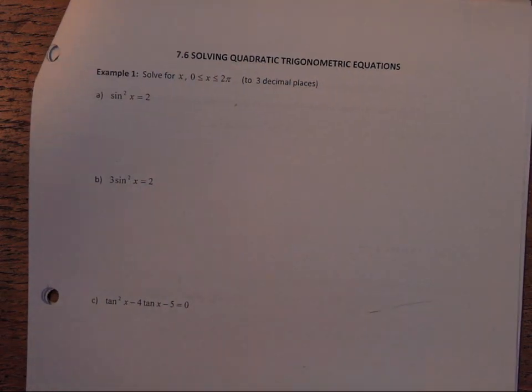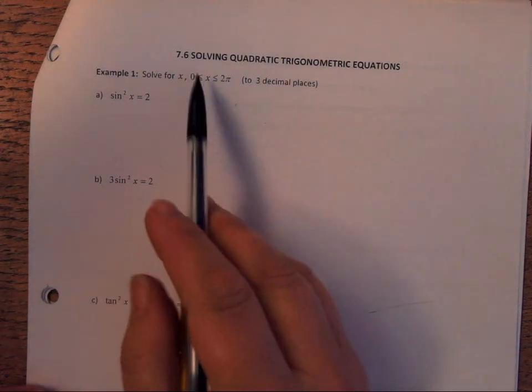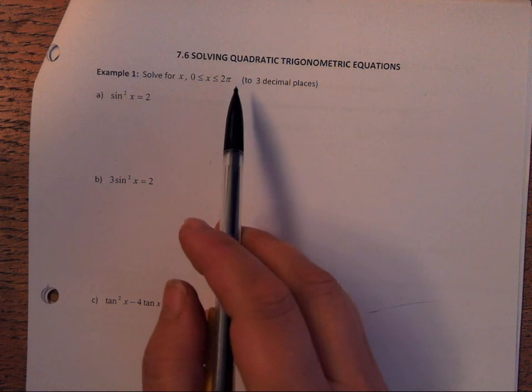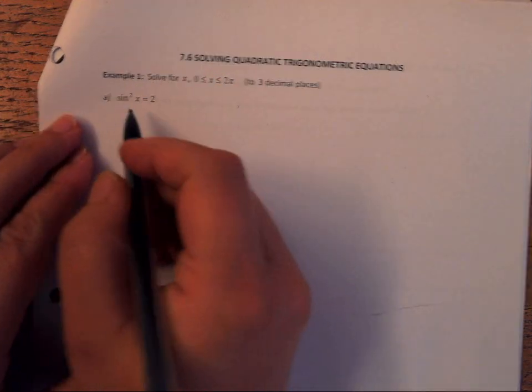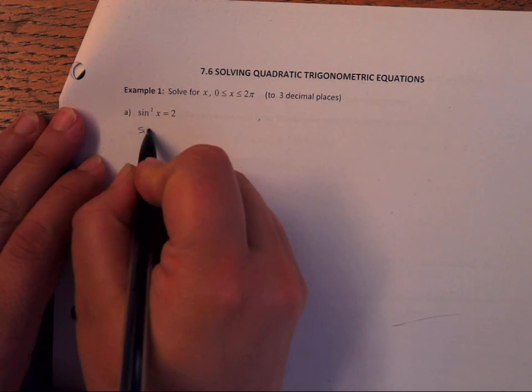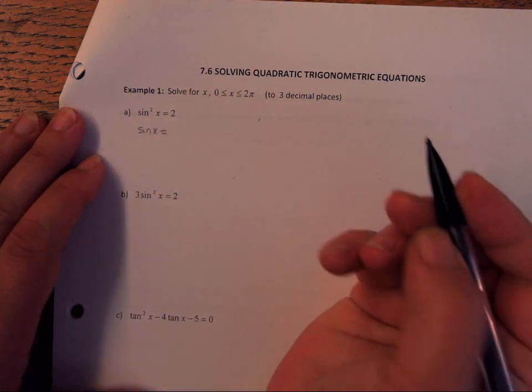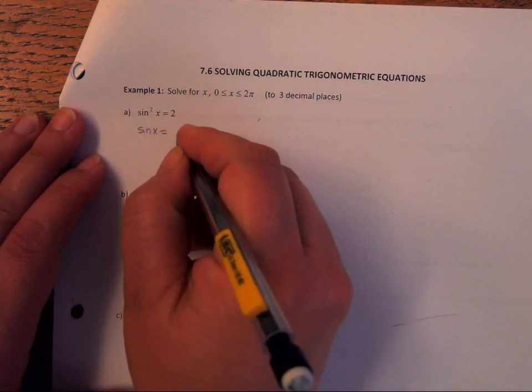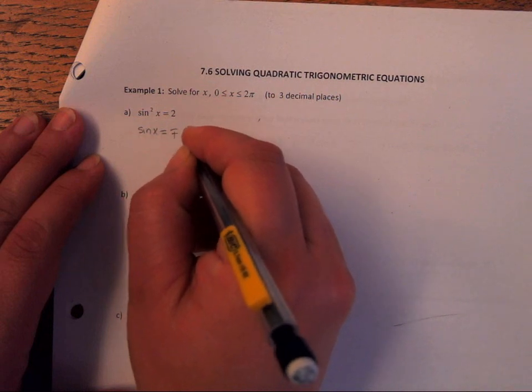So let's look at the first one. Sine square x equals 2. Again, we are looking for solutions between 0 and 2 pi. First thing, again, we are going to isolate sine x, isolate the ratio. Then we need to take the square root of both sides, plus and minus root 2.